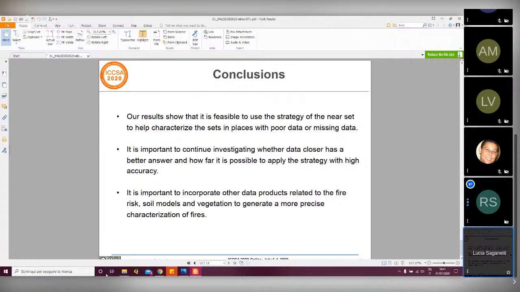So the next steps are more or less to try to investigate smaller amounts of the image, not only the whole scene, and try to get ancillary information on vegetation and soil models. Next one, please.